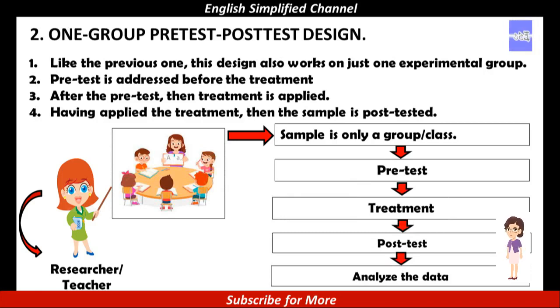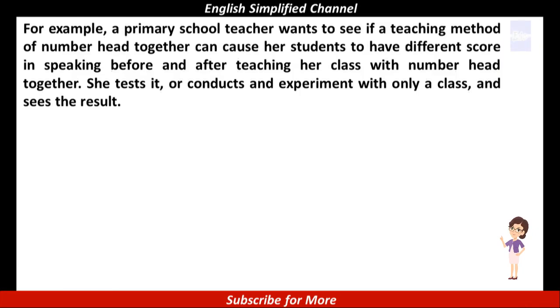Let's understand this by an example. For example, a primary school teacher wants to see if a teaching method of number head together can cause her students to have different scores in speaking before and after teaching her class with number head together. She tests it or conducts an experiment with only a class and sees the result.